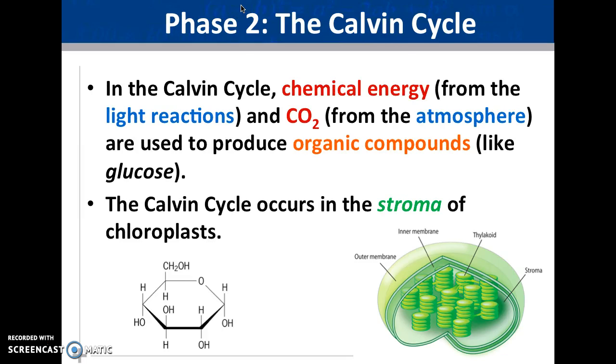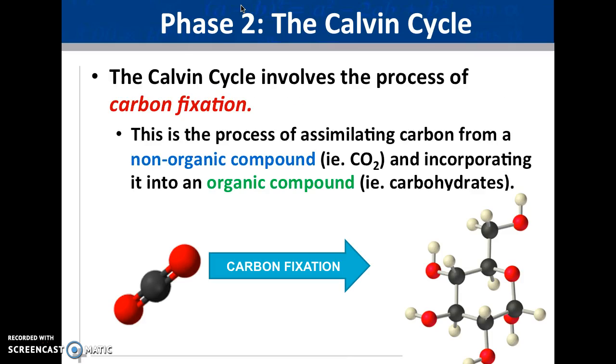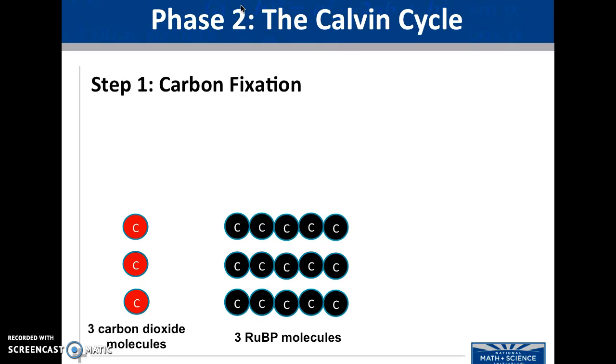The Calvin cycle, or the chemical energy cycle, uses chemical energy and CO2 to produce organic compounds like glucose. The Calvin cycle occurs in the stroma of the chloroplast, which is the fluid that surrounds our little thylakoid discs. What happens here is called carbon fixation. Essentially, this is the process of assimilating carbon from a non-organic compound, so carbon dioxide, and incorporating it into an organic compound, like a sugar.